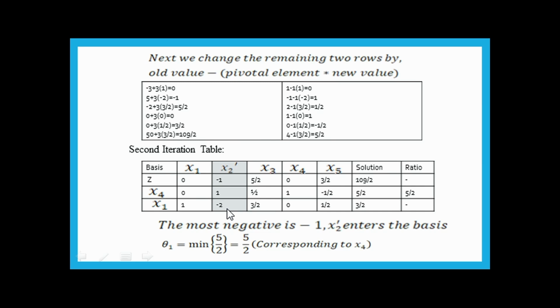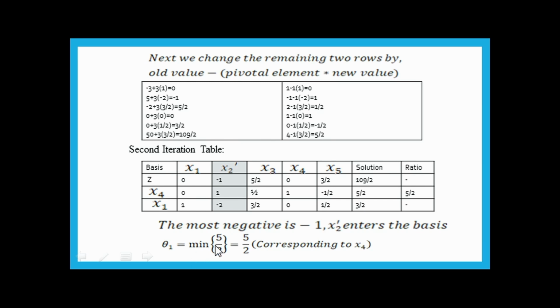Here we also repeat the same procedure. Here the most negative value is minus 1. So x2 dash enters the basis. Now we have to find theta 1, theta 2 and u2. Because x2 dash is the most negative value, we have to find the corresponding u2. First, theta 1 is the minimum of the ratio values. Here the ratio exists only for the x4 value, because the x1 value has a negative ratio, so we neglect these terms.